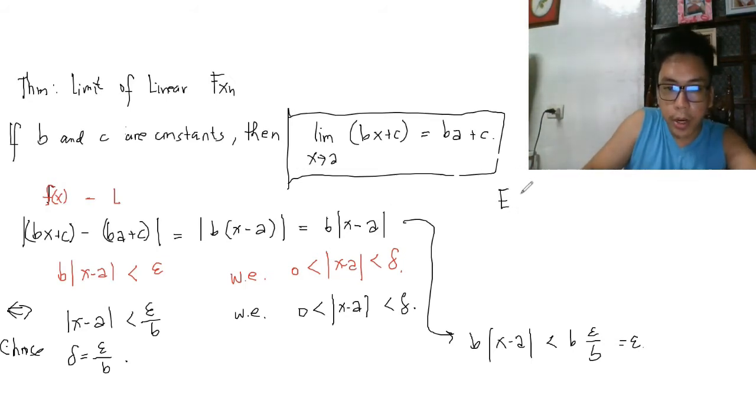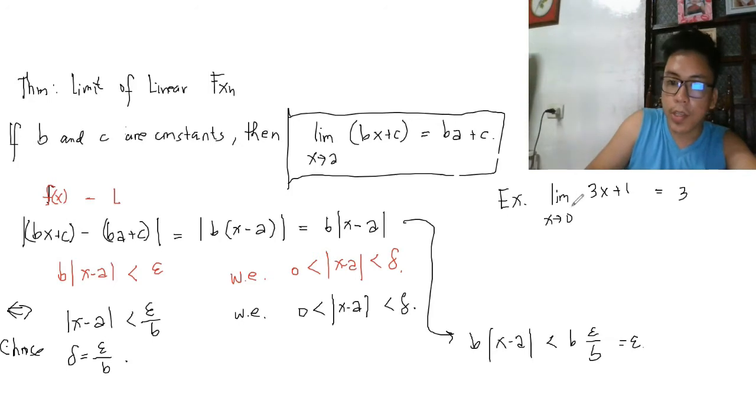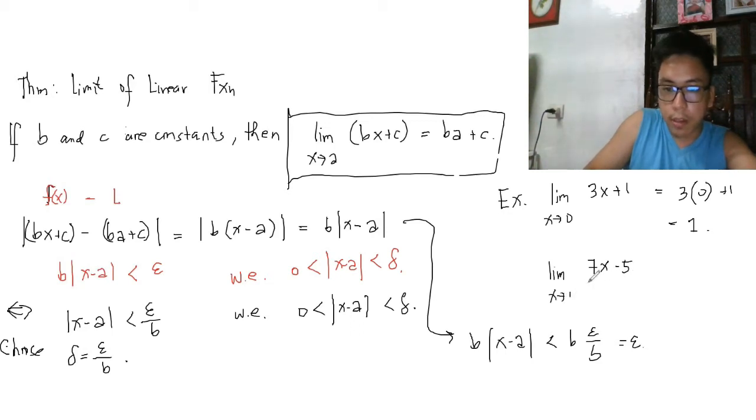Suppose we are interested in looking for the limit. Let's think of a linear function, 3x plus 1, as x approaches 0. Technically, you just have to substitute your a here, which is 0, for x. So that's 3 times 0 plus 1, and you would get 1. So that's the limit of 3x plus 1 as x approaches 0. Also, let's say 7x minus 5. This is a linear function, with x approaching 0. So you would get negative 5.